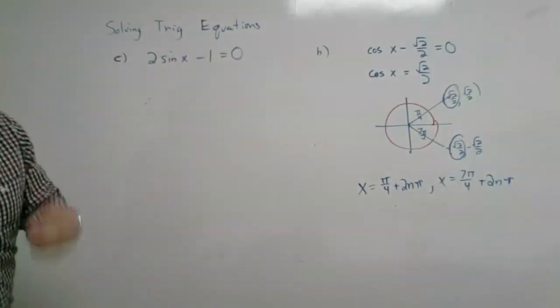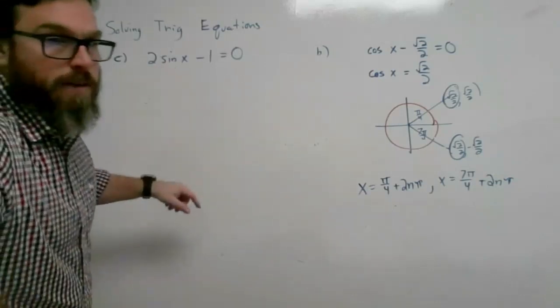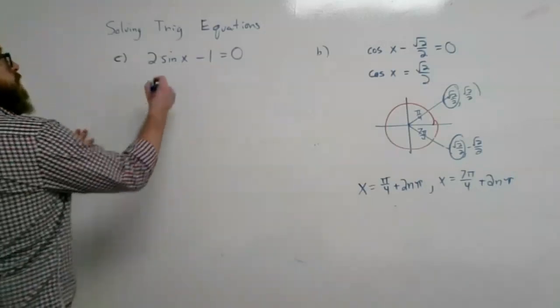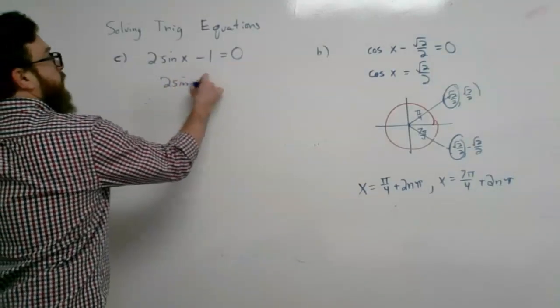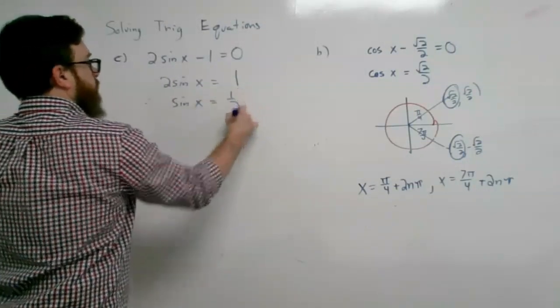So I'm going to just keep complicating this slightly more and more to be able to isolate this. So I have to isolate the sine function. I'm going to have to add 1 and then divide by 2. So 2 sine of x is equal to 1. So the sine of x is equal to a half.